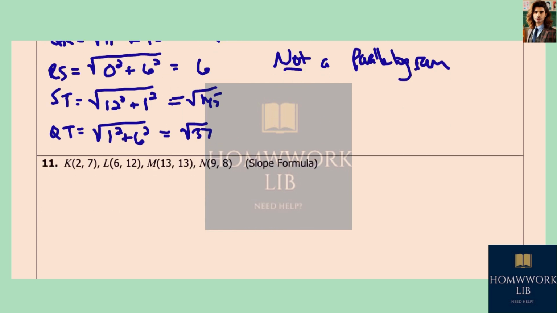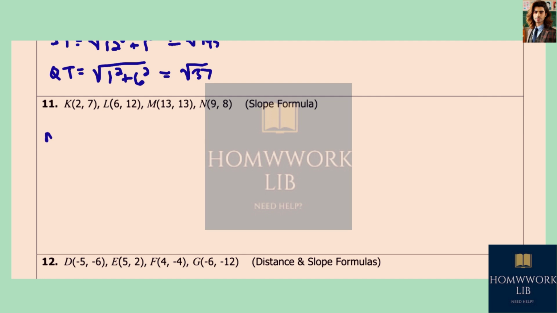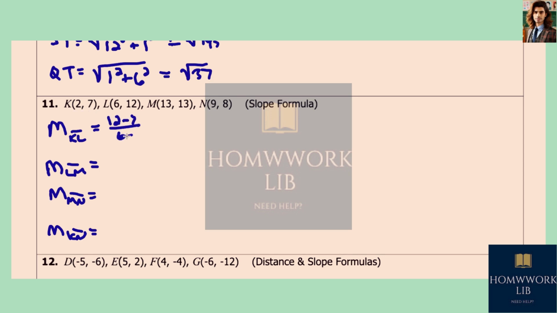If we use slopes, we can find the slope of all four sides, KL, LM, MN, and KN. The slope is the difference of the y coordinates over the difference of the x coordinates, or y2 minus y1 over x2 minus x1. So this would technically be 12 minus 7 over 6 minus 2, which is 5/3.